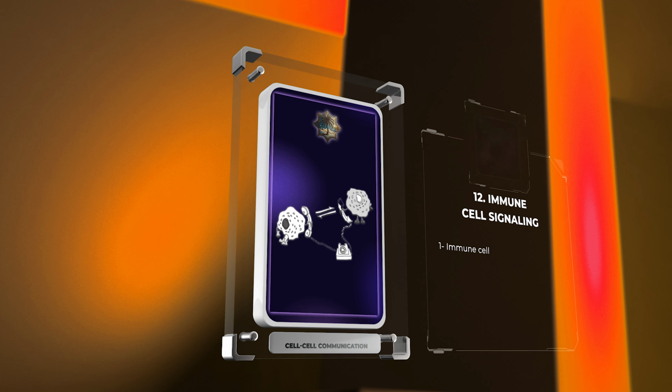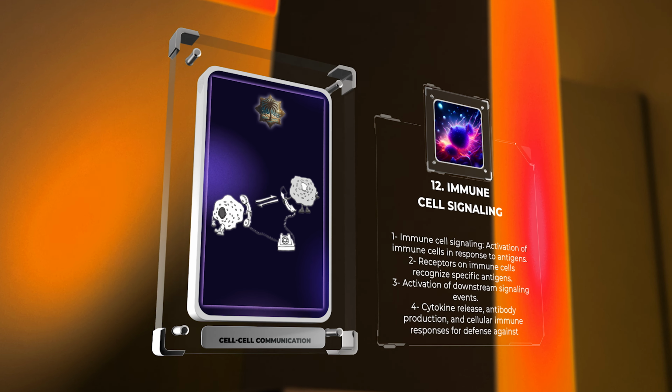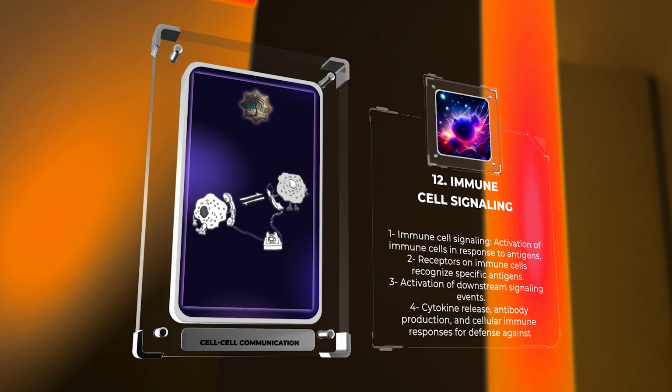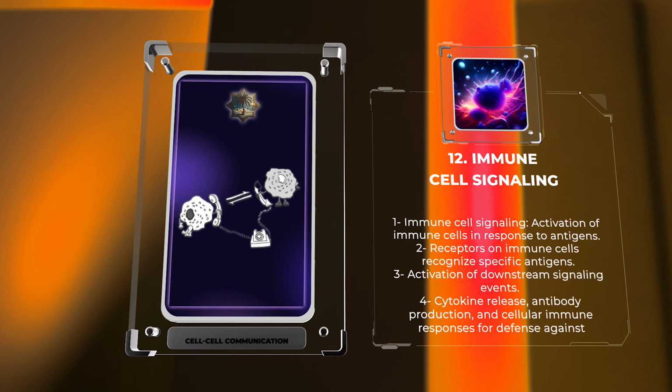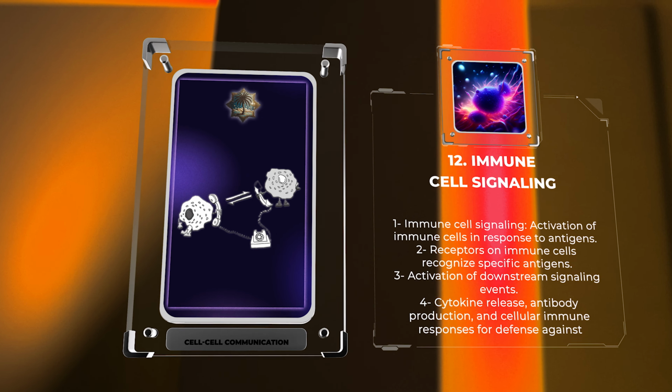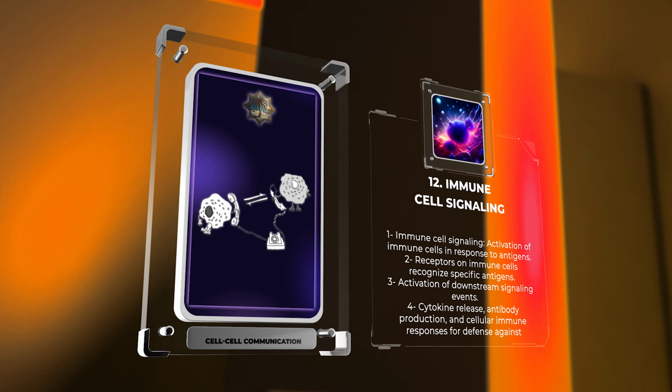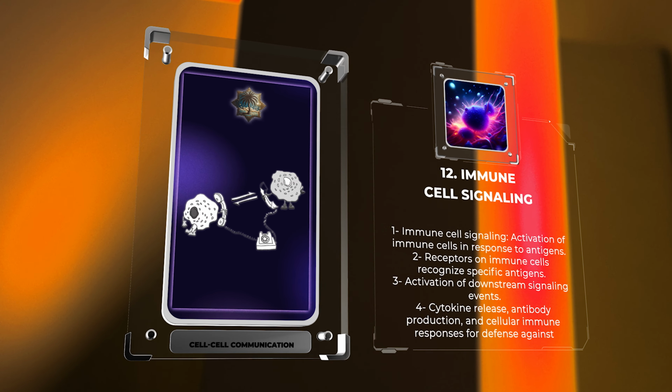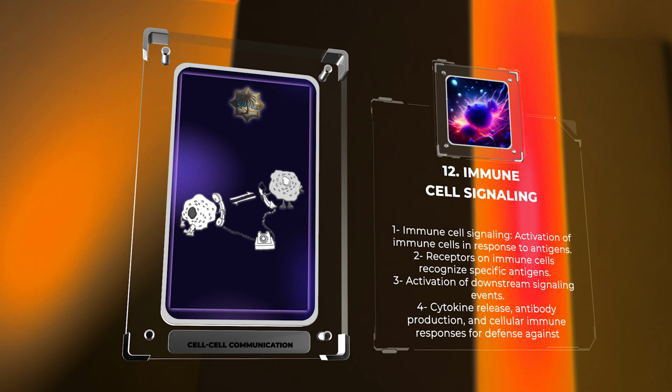The immune system relies on intricate signaling networks to coordinate the response to pathogens and maintain immune homeostasis. Immune cell signaling involves the activation of immune cells, such as T cells, B cells, and macrophages, in response to the presence of antigens. During immune cell signaling, various receptors on immune cells recognize specific antigens, leading to the activation of downstream signaling events. These events can involve cytokine release, antibody production, and cellular immune responses, ensuring an effective defense against pathogens. Cell signaling plays a vital role in coordinating and regulating physiological processes.